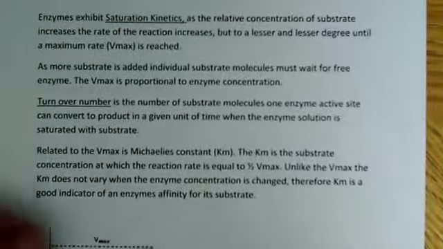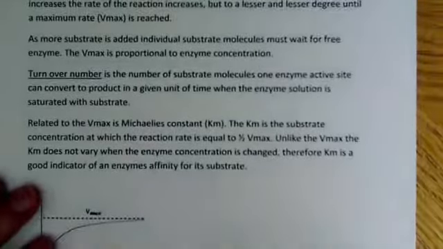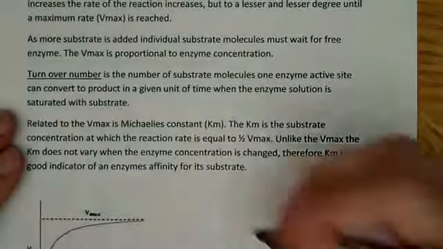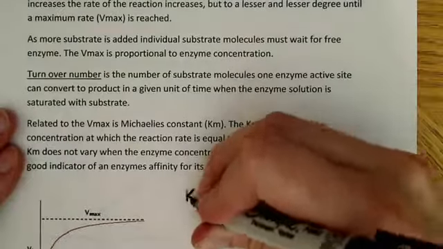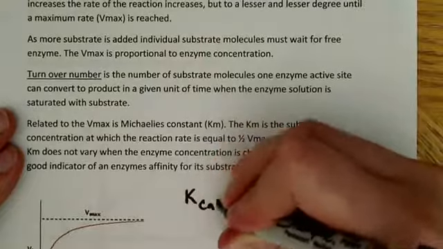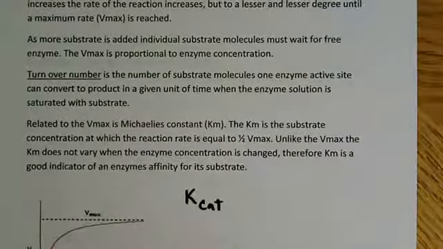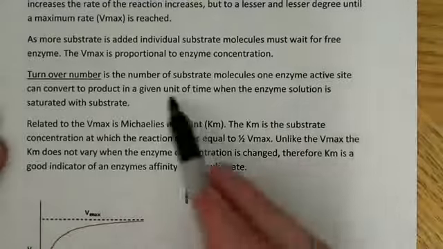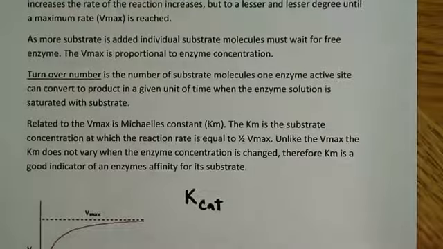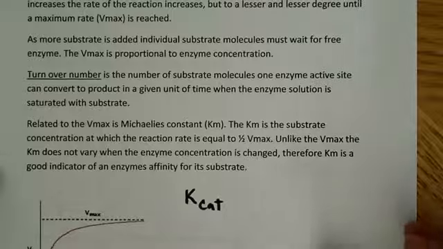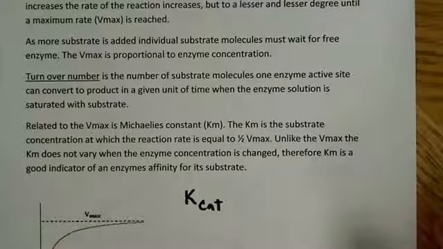So the next thing I want to talk about is what's known as the turnover number. You might also see this listed as Kcat. Basically, the turnover number is the number of substrate molecules one enzyme active site can convert to product in a given unit of time when the enzyme solution is saturated with substrate. So it's a measure of how many molecules of substrate can be converted to product by a single enzyme, or by a single active site.